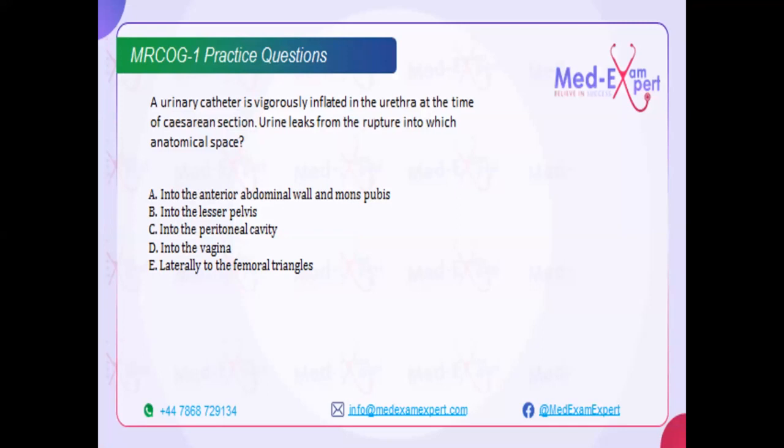A urinary catheter is vigorously inflated in the urethra at the time of cesarean section. Urine leaks from the rupture into which anatomical space? Is it leaking into the anterior abdominal wall and mons pubis, or into the lesser pelvis, or into the peritoneal cavity, the vagina, or laterally to the femoral triangle? What do you think, guys? Can you write the correct answer in the chat box?